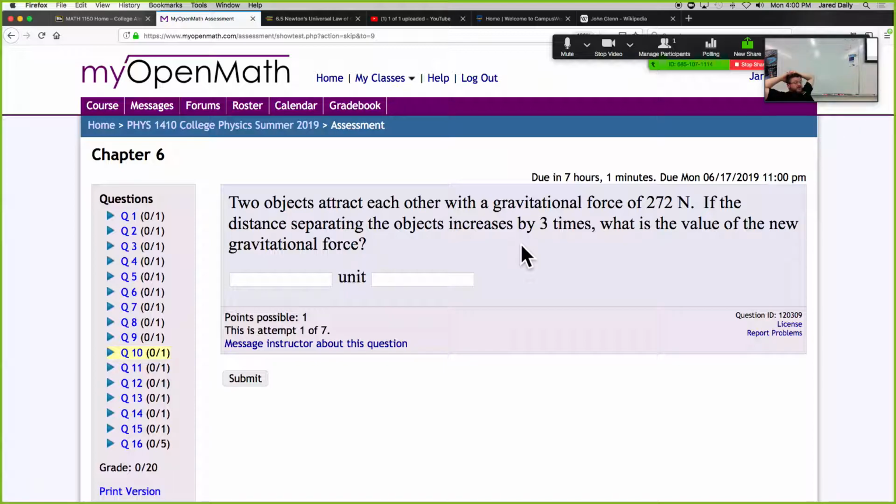It's 9, right? So what happens in this case is that instead of this thing just dropping by 3, because when you separate two objects by triple the distance, you would expect the gravitational force to go down. But instead of going down by just 3, it goes down by 9. Okay? Because of that 1 over distance squared.